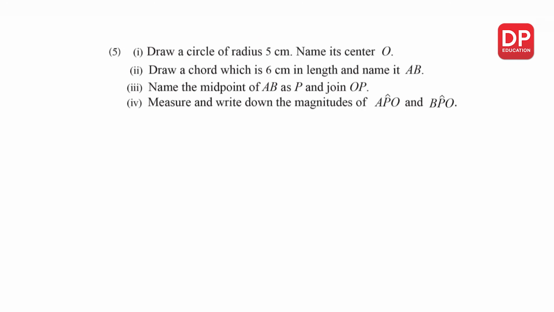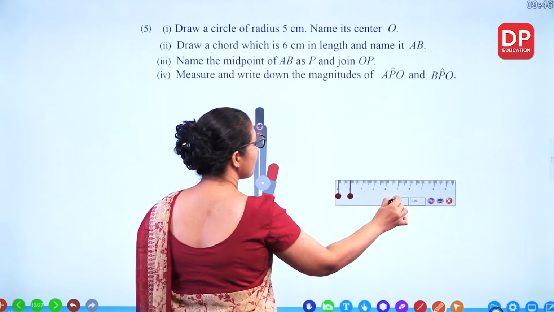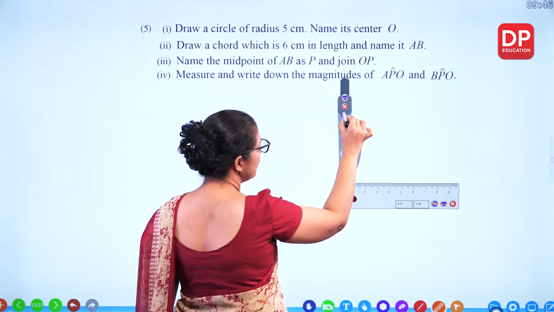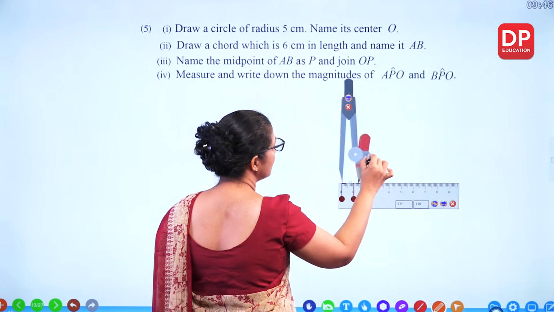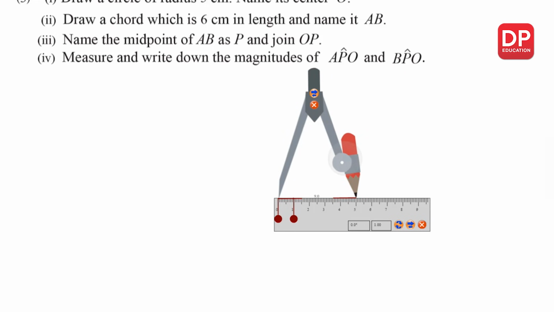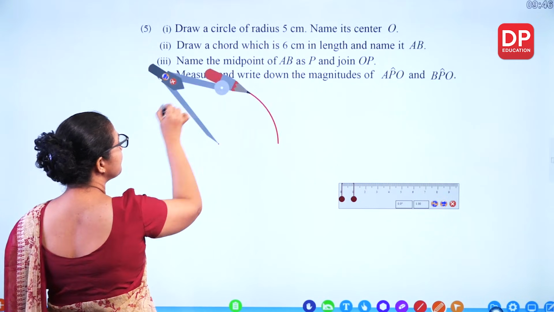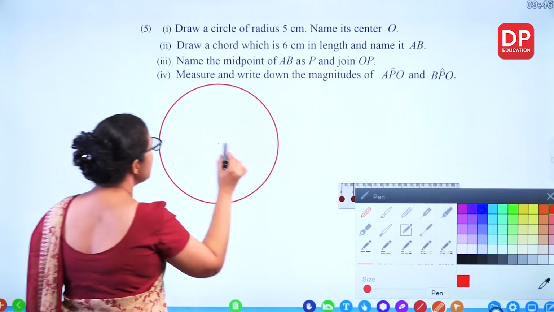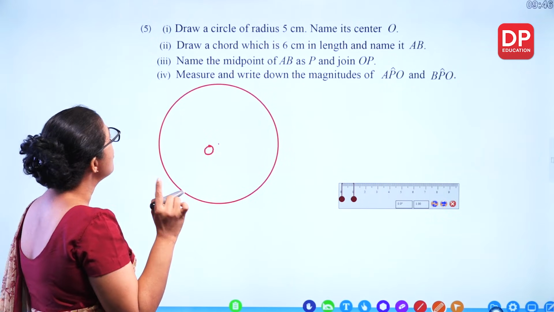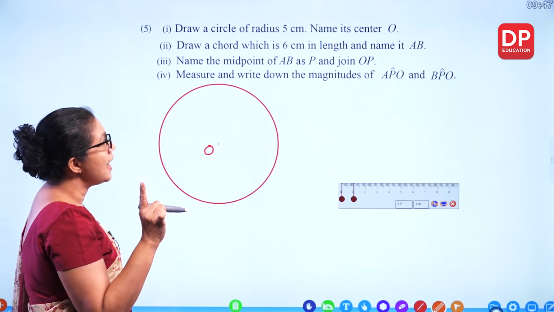Draw a circle of radius 5 cm. Name its center O. Take the compass and the ruler, take 5 cm length and draw a circle, and name the center as O. Draw a chord which is 6 cm in length and name it AB.